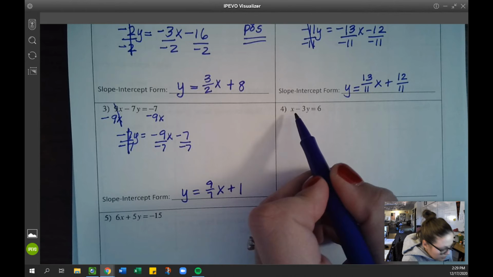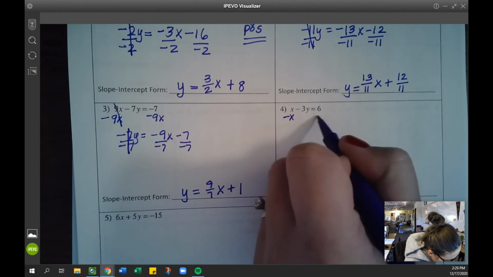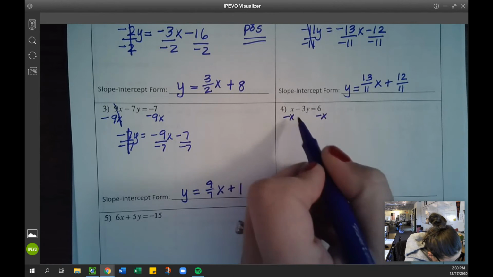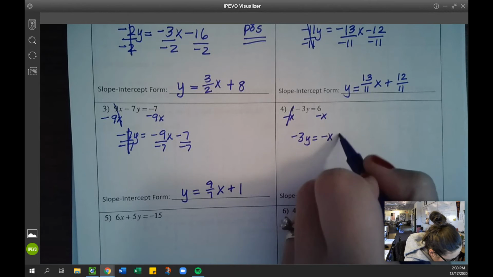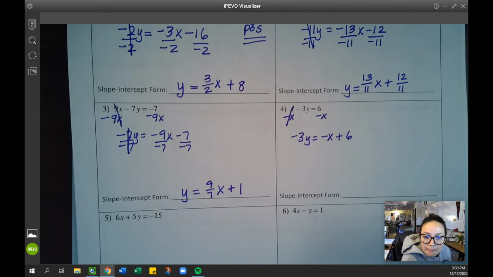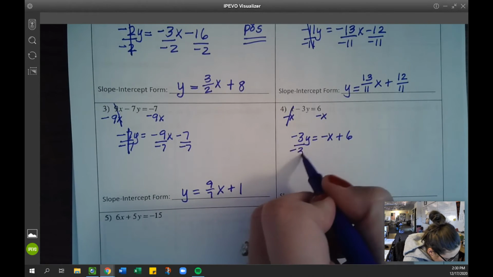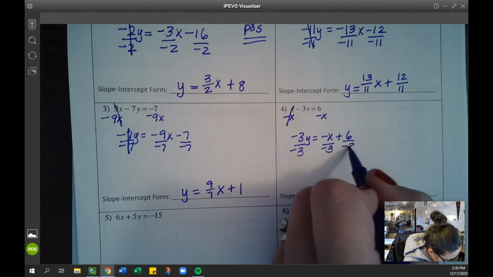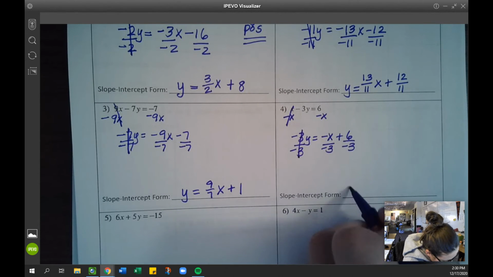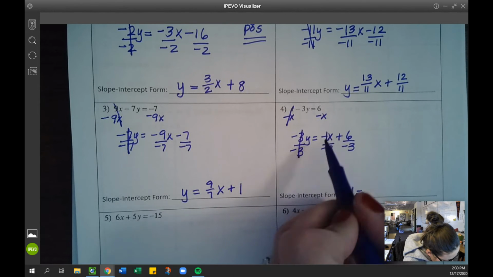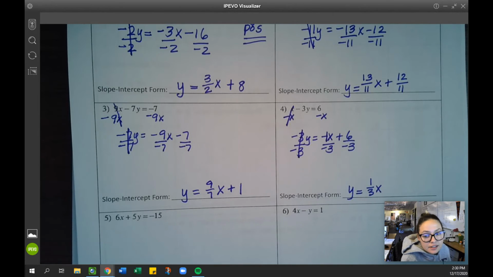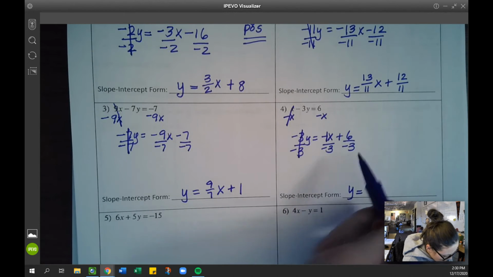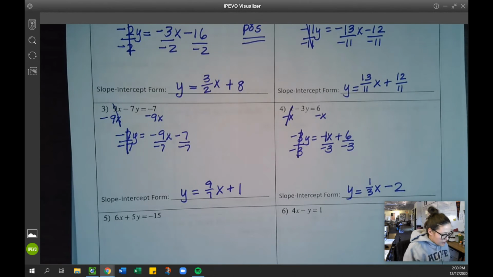Number 4, I'm going to move the x term over. I'm going to subtract x from both sides. That goes away. I have negative 3y equals negative x plus 6. Divide everything by negative 3. That one's out. And you have to think of this as a 1 here. So this is 1/3 x, not 3x. 6 divided by negative 3 is negative 2.